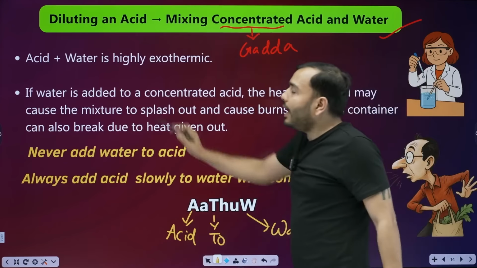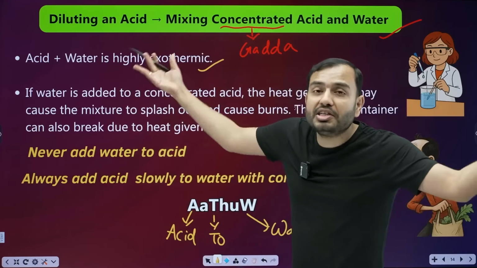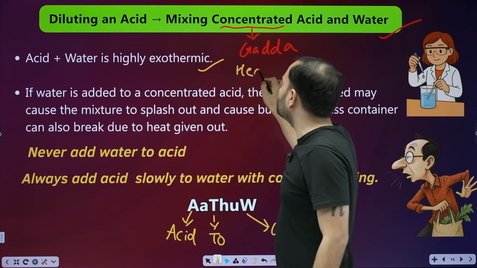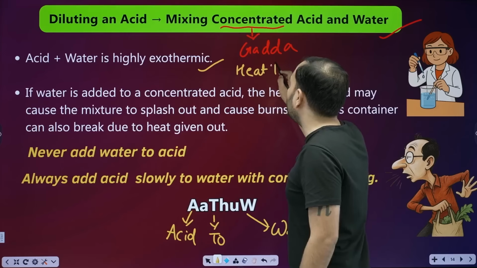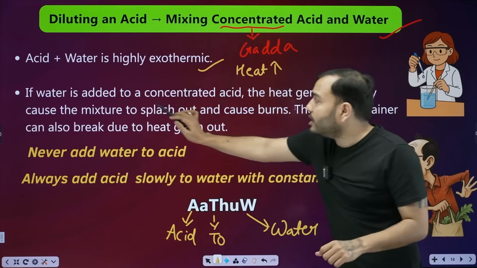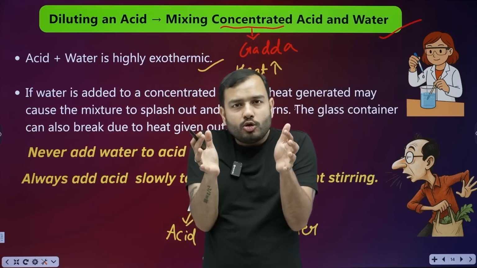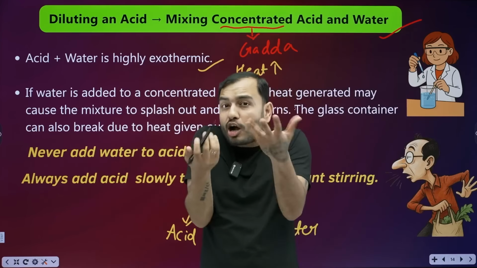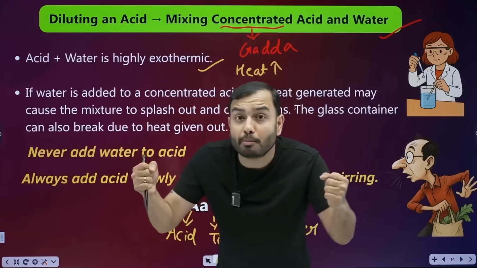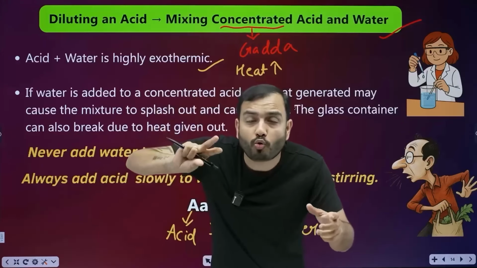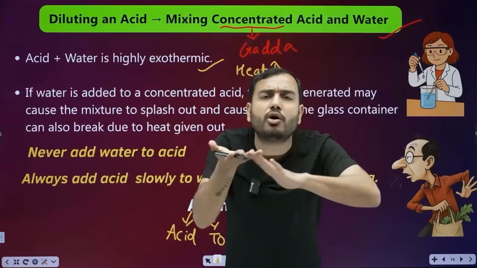Why am I saying this? Listen. Acid plus water is highly exothermic. Acid and water together release too much heat. It is an exothermic reaction. If water is added to concentrated acid, now think, I have 10 ml of acid here and you add water. Which is dangerous, water or acid? 10 ml of acid was already there, you put water into it, and the whole beaker would explode and acid will spread on your face and hands.